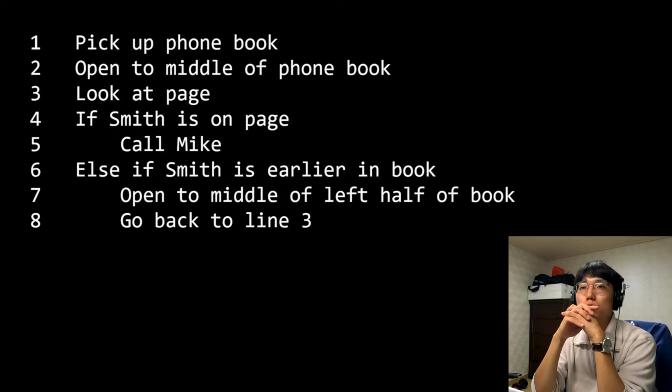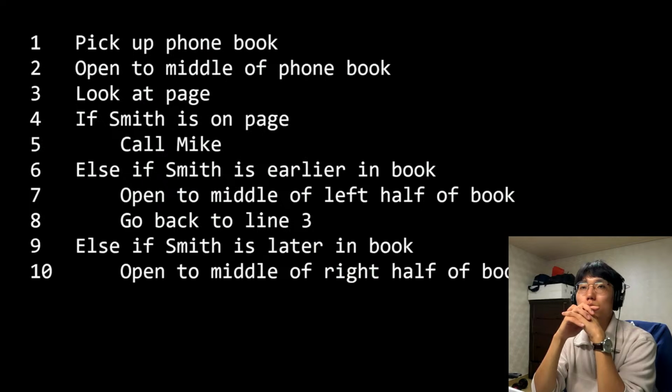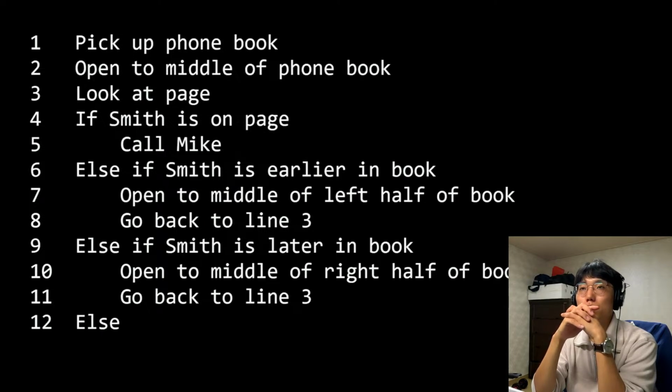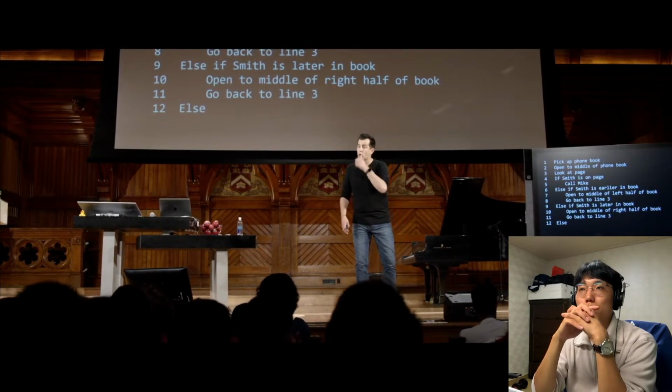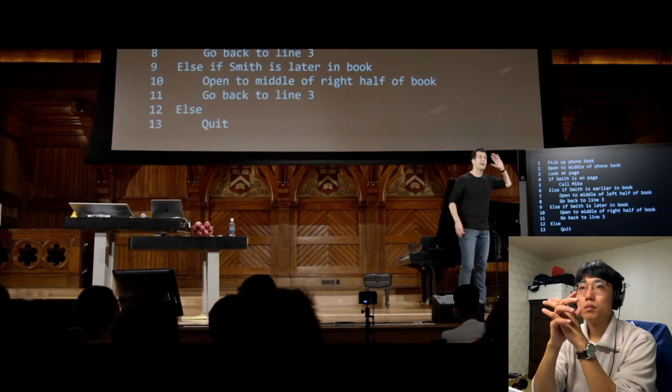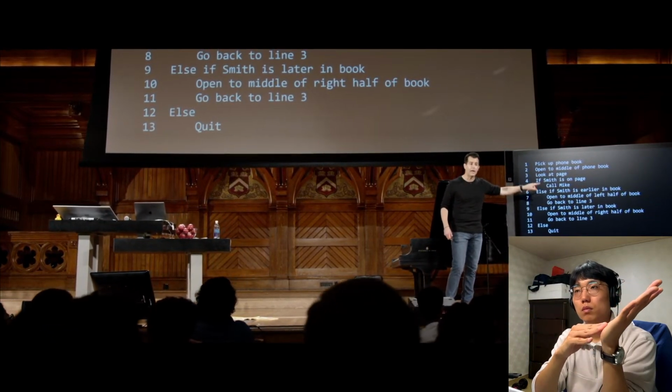The other scenario, of course, is the opposite. So if Smith is later in the book, let's open to the middle of the right half of the book, and then let's go to line 3. Else, there's a fourth possible scenario or case. What else might happen in this algorithm? He's not there, and so I probably want to anticipate that and just say quit, if indeed he's not on the page, to the left of the page, or to the right of the page. So there is one way of expressing this pseudocode, albeit now in just this English-like syntax.